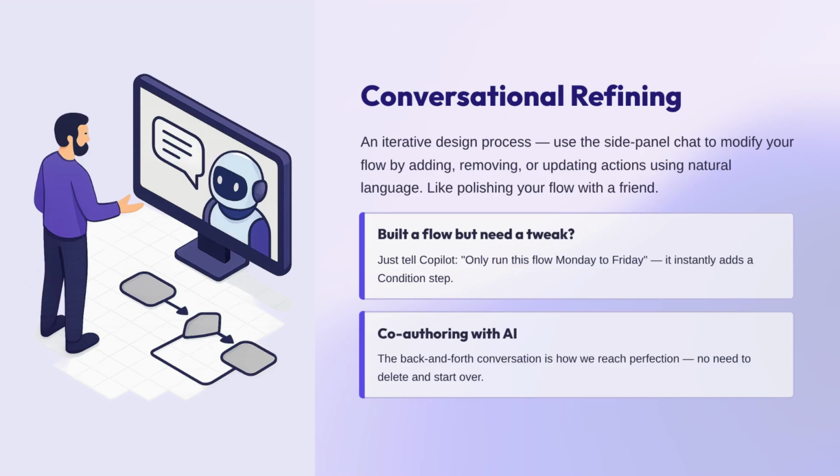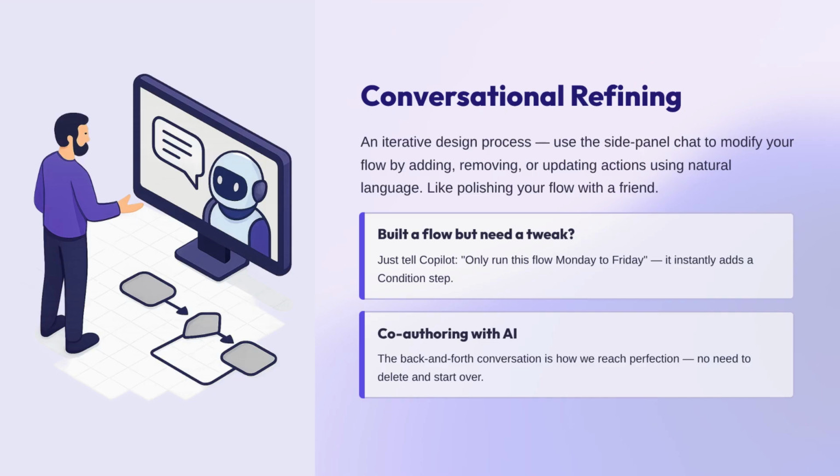Imagine a dummy example. You build that permission slip flow, but then you realize, oh, I only want this to happen on weekdays. Instead of digging through settings, you just tell the Copilot in the side chat, only run this flow from Monday to Friday. The AI instantly adds a condition step to your flow. Stay with me here because this back and forth is how we reach perfection. You have probably seen this when you're explaining a task to a colleague and you say, oh, and one more thing. That's exactly how we edit with Copilot. Let's break this down together. We are co-authoring our automation with an AI partner.